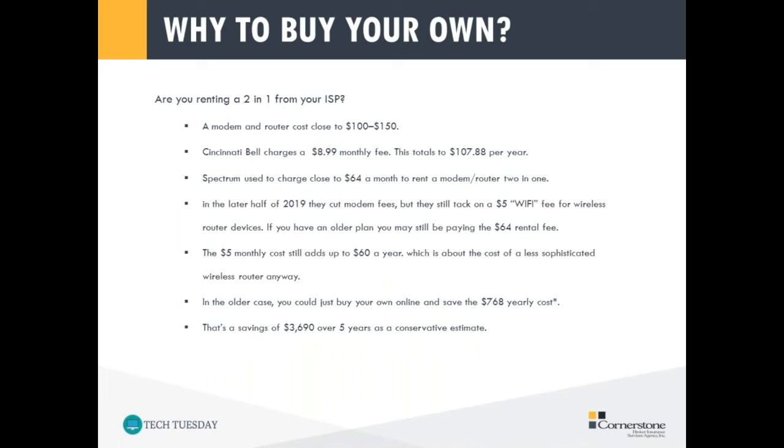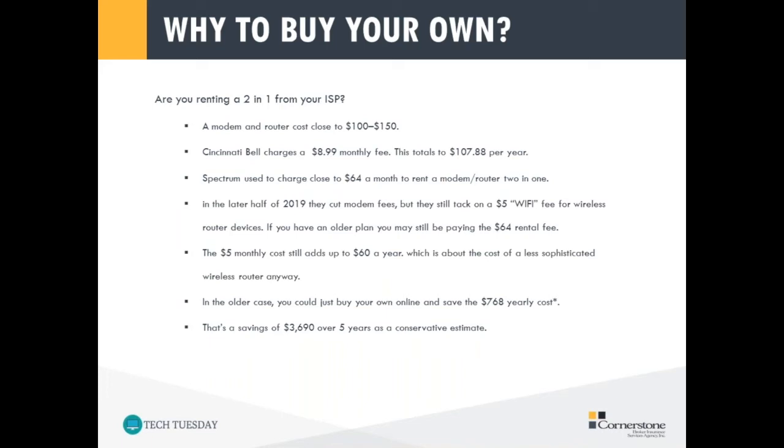Cincinnati Bell nowadays charges an $8.99 monthly fee for renting a modem router. This totals up to $107.88 a year. So you could do that and pay them yearly every year until you switch networks or decide to go out and buy your own stuff and just spend money. Or you could spend close to about $100, $150, set it up yourself, and never have to pay those fees. Additionally, Spectrum used to charge close to $64 a month to rent one of these things, which is just ridiculous considering how cheap they are.